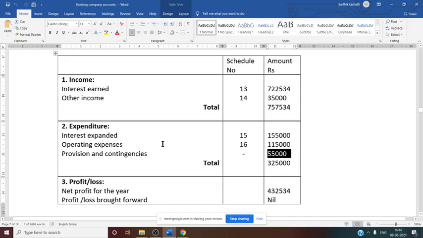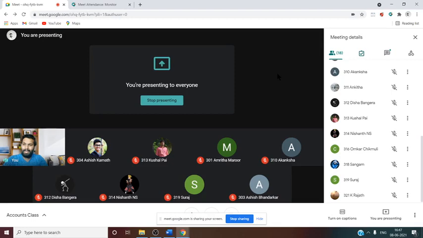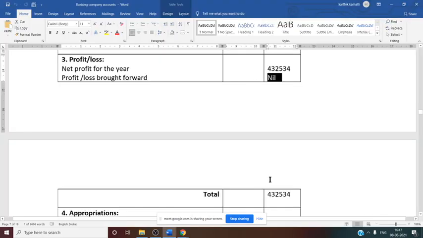Next, profit and loss brought forward. What happens here? They have not mentioned any profit of the previous year or any loss of the previous year in the trial balance. If they had mentioned it, you could consider it here, but here it is not given, that is why we will take it as nil. Then we want the P&L total, no other information under part 3, P&L main format. So directly net profit for the year itself is the total, that is 4,32,534.